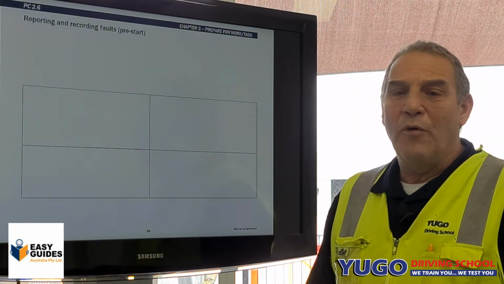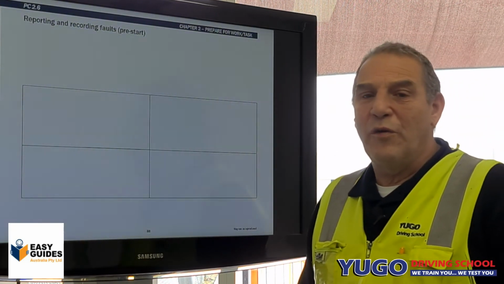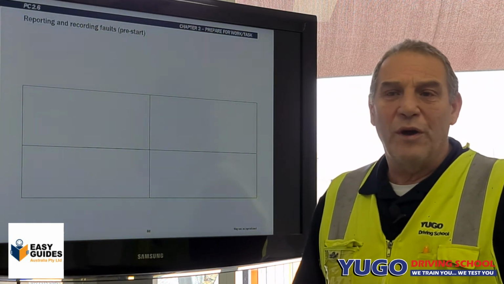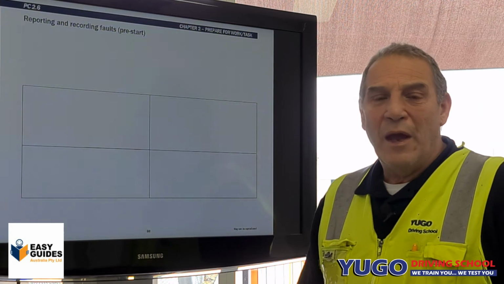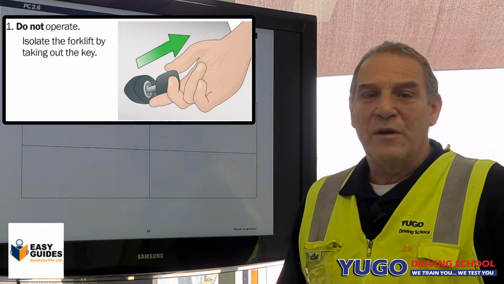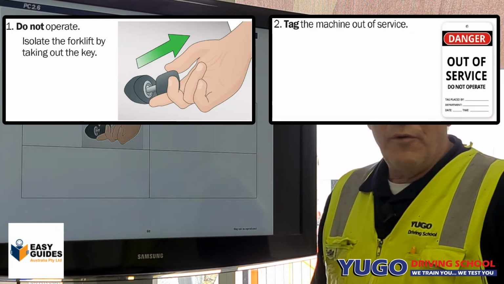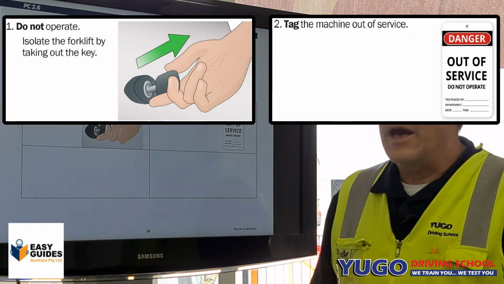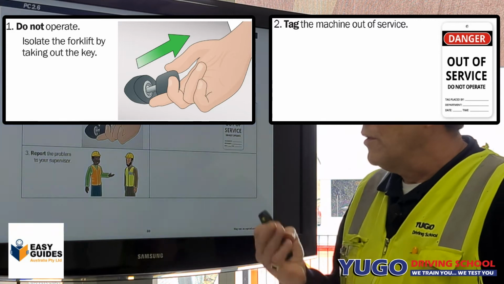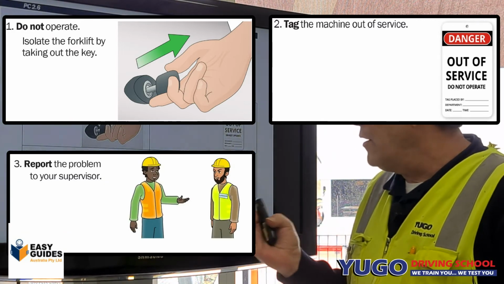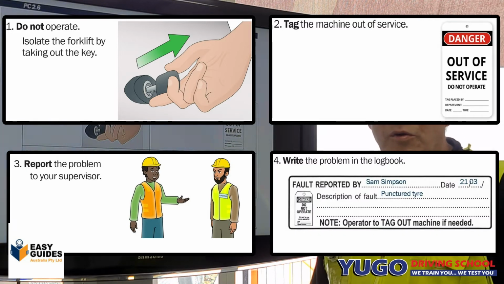Any problem or fault you find on your forklift, the same method applies, unless you're authorized to fix it and you have the knowledge to fix it. You remove your key, tag your forklift out of service, report the problem to your supervisor, and write your problem in your logbook.